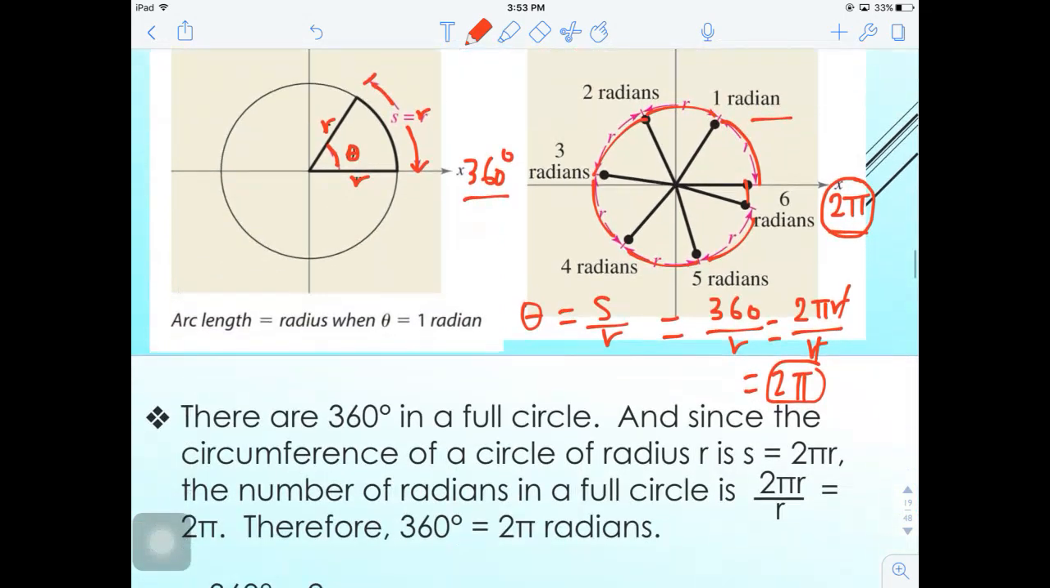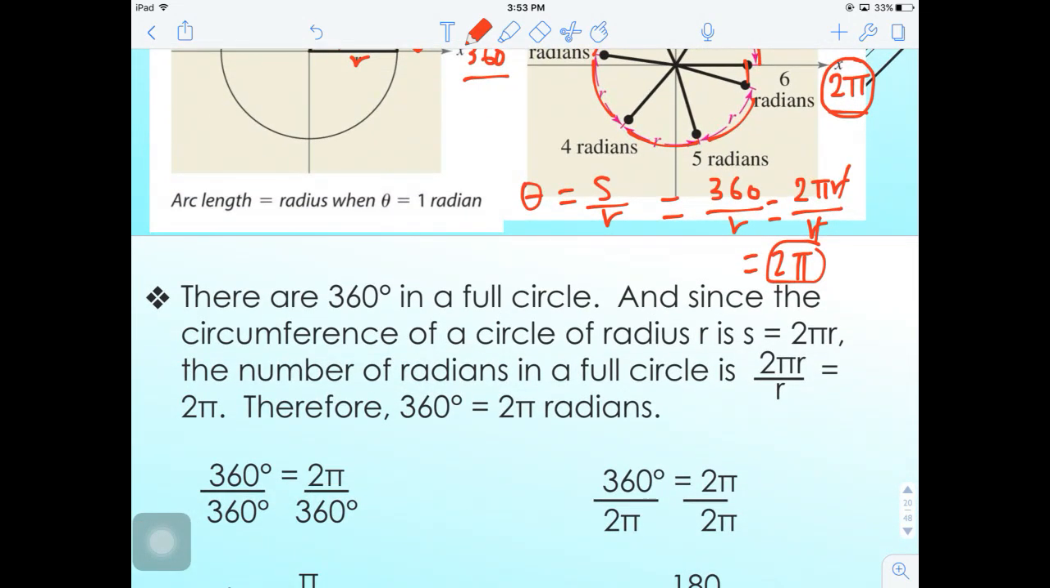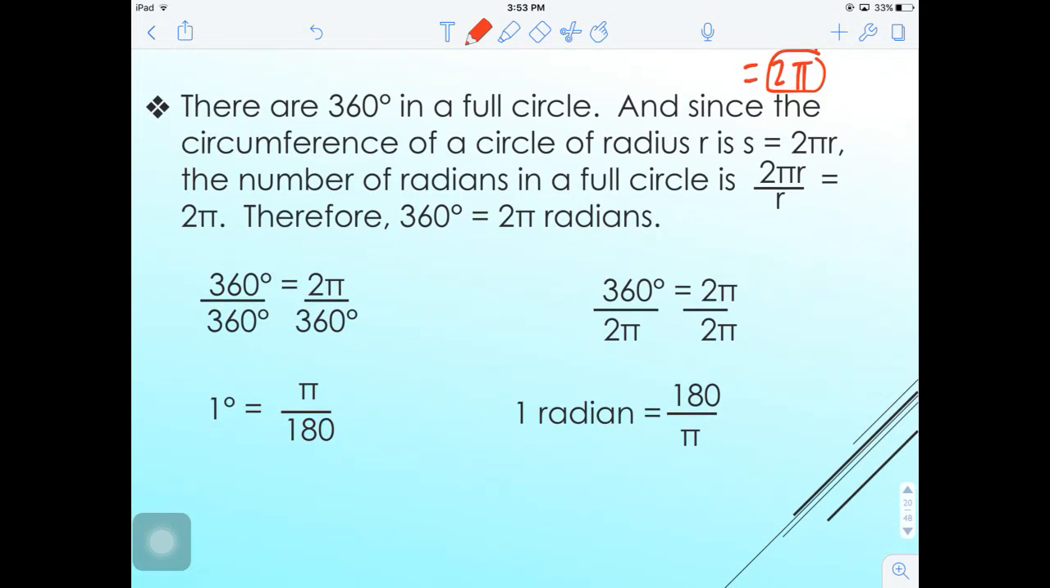And now let's take a look at other formulas that will tell you a little bit about the relationship between degrees and radians. So again, there are 360 degrees in a full circle. And since the circumference of a circle is given by 2 pi r, here's just a review of what I summarized before. The number of radians in a full circle is 2 pi r divided by r, which is 2 pi. So therefore, 360 degrees is equal to 2 pi radians. That's just another way to look at it.